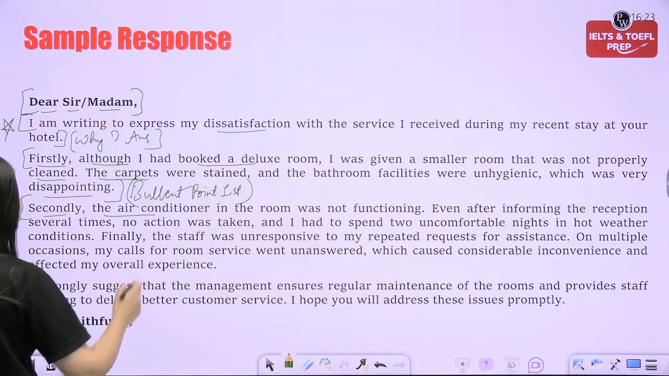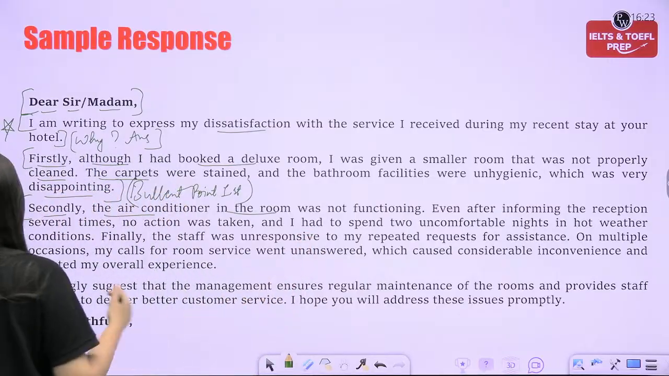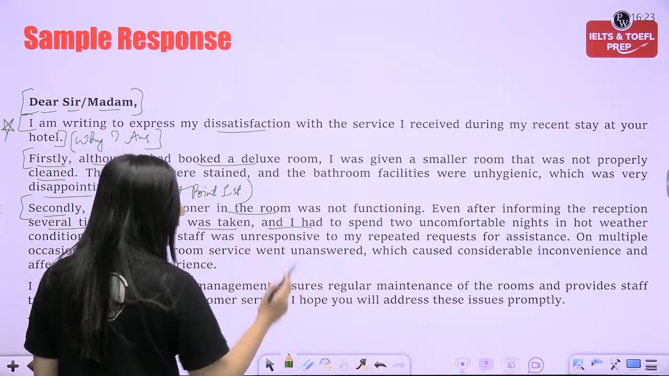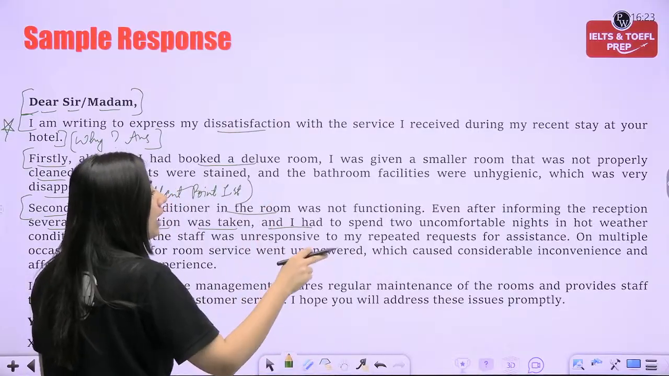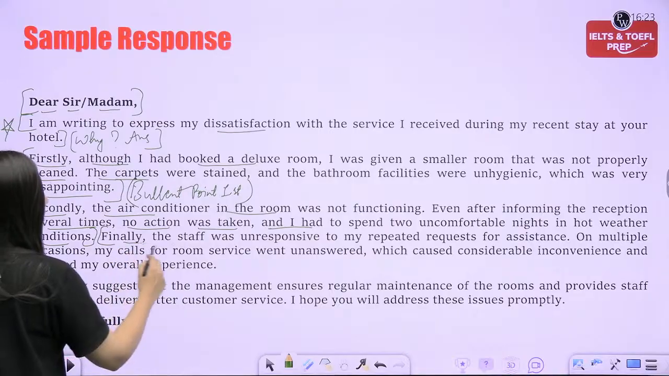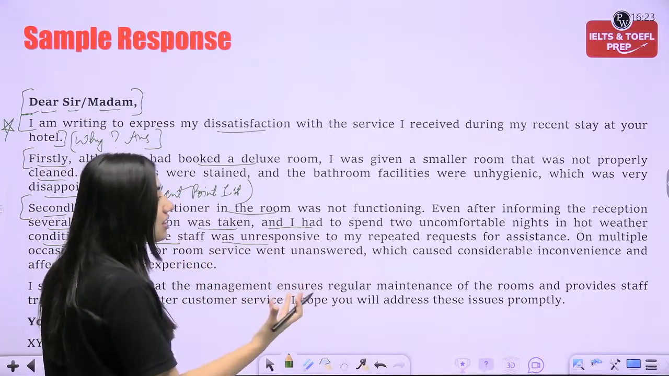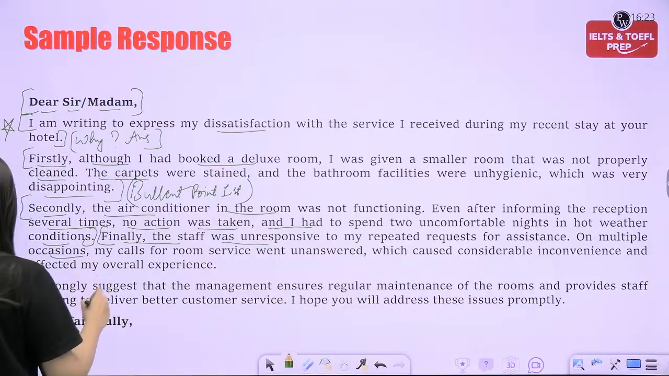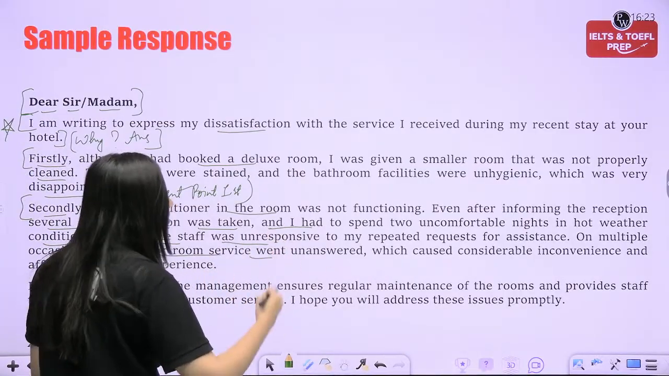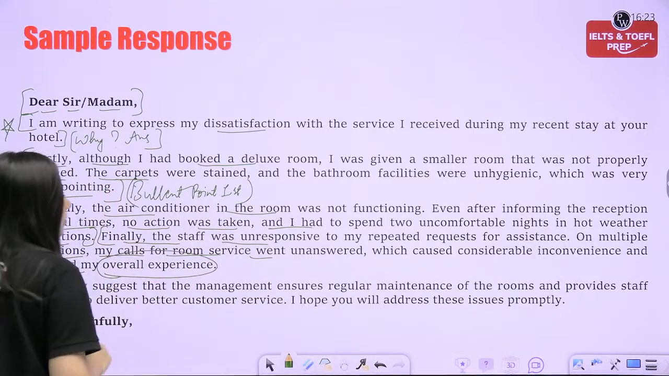Secondly, the air conditioner in the room was not functioning, even after informing the reception several times. No action was taken and I had to spend 2 uncomfortable nights in hot weather conditions. Finally, the staff was unresponsive to my repeated requests for assistance on multiple occasions. My calls for room service went unanswered, which caused considerable inconvenience and affected my overall experience.